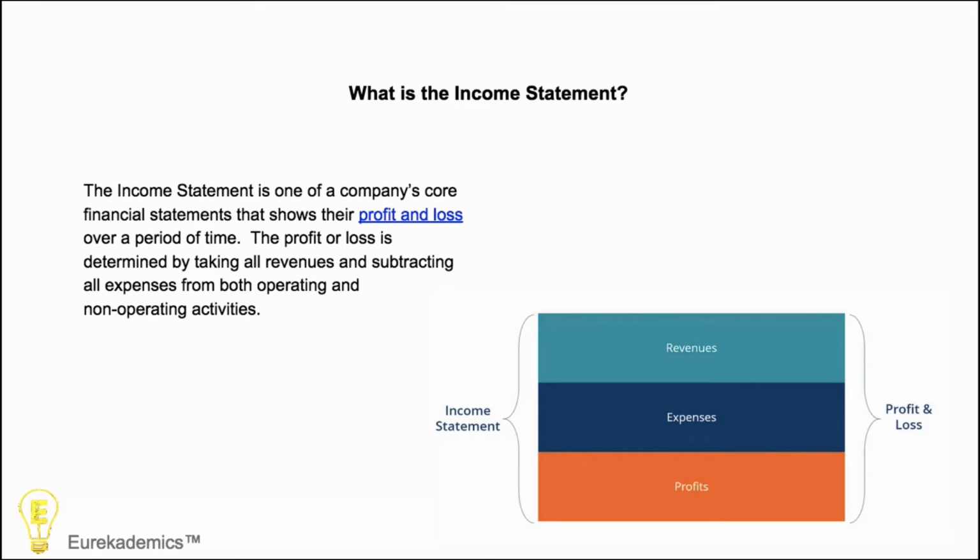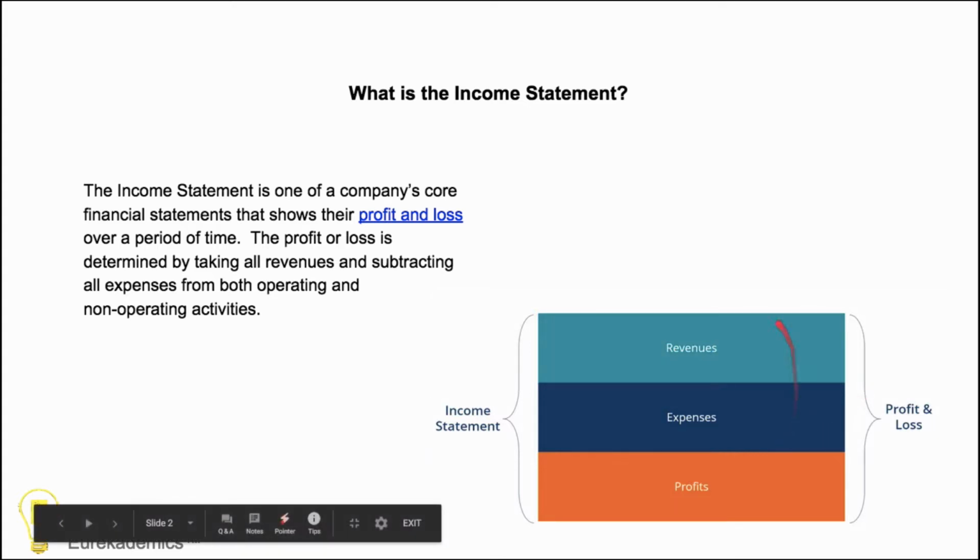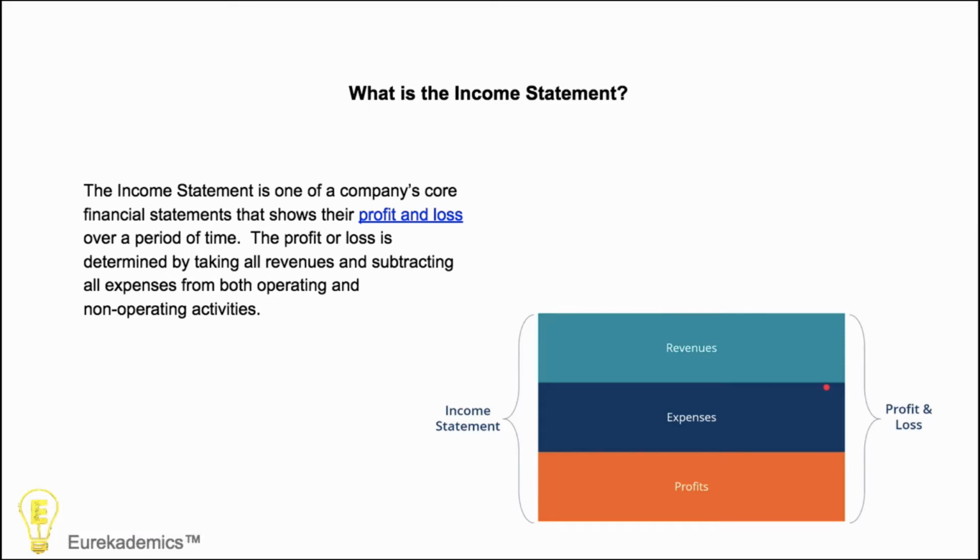So take it from the top. What is an income statement? The income statement is one of the company's core financial statements that shows their profit and loss over a period of time. The profit or loss is determined by taking all the revenues, so it's all the money you make, and subtracting various expenses. If we're selling t-shirts, did we pay for the t-shirts that we sold? Yes, that would be a cost of goods sold.